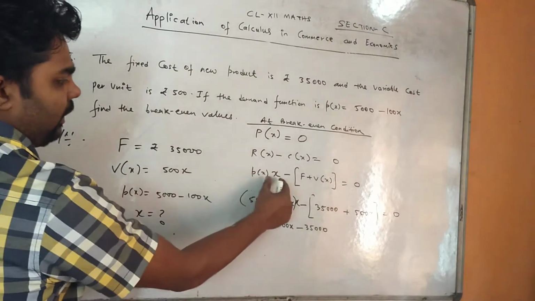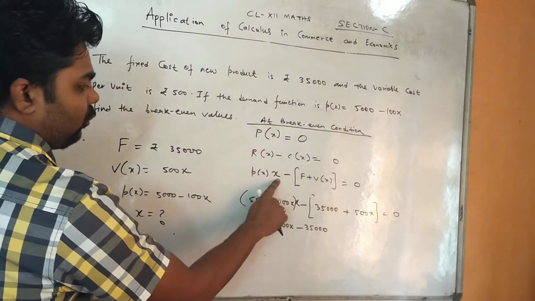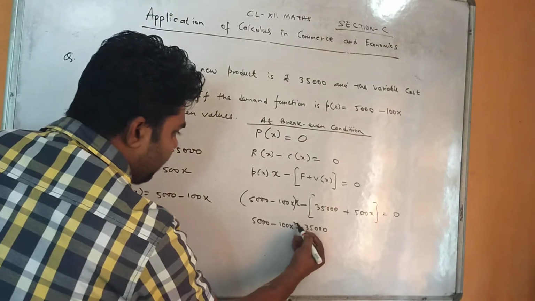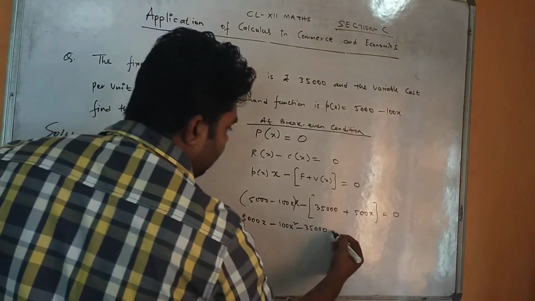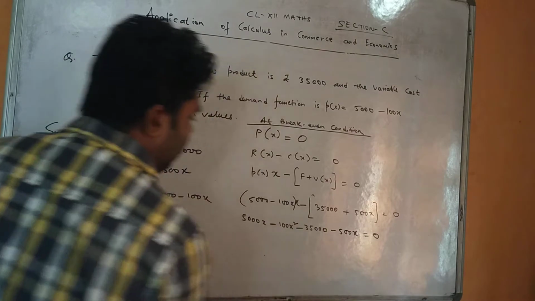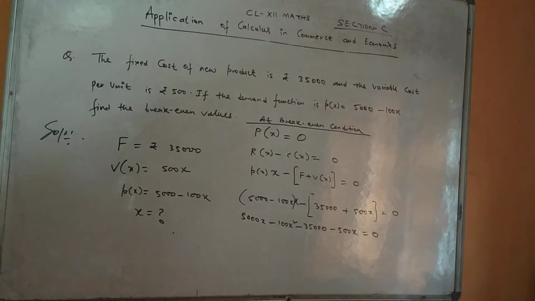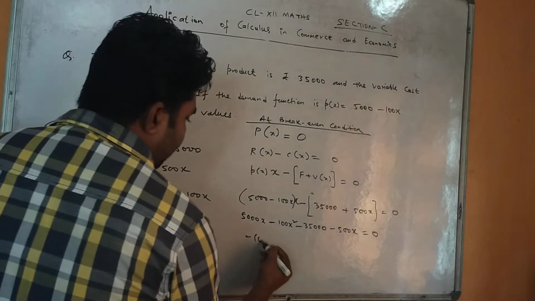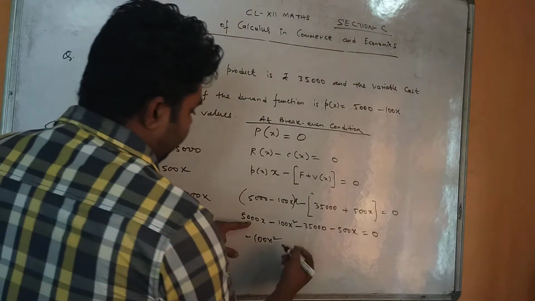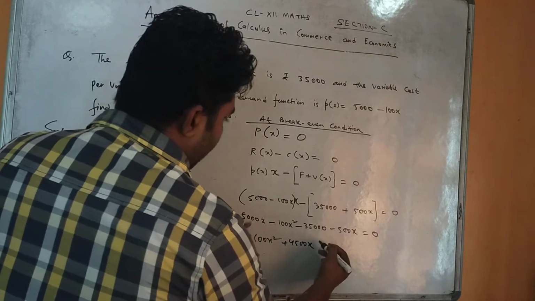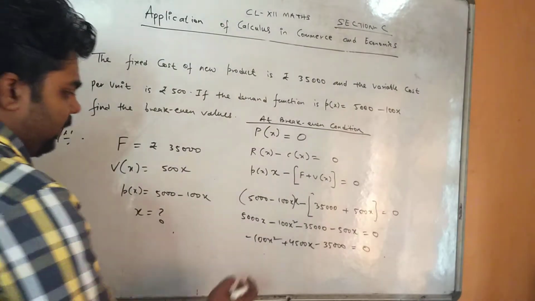In place of Rx what did we write? Px into x, and in place of Cx what did we write? f plus Vx, right? Now Px is this one which is given in the question. It has to be multiplied by x. So when you multiply by x here, this will be x square and this will be 5000x, right? Minus 35000 minus 500x equals 0. Or this can be written as minus 100x square, right? Now 5000x minus 500x is plus 4500x, and minus 35000 equals 0. Now from here what can we take common? First we need to make this x square positive.